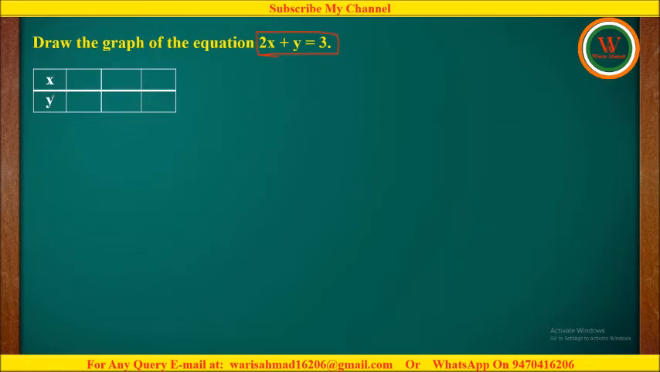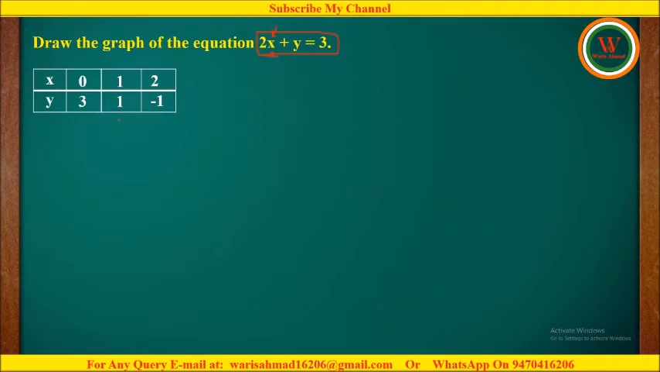So I have taken x and y. Suppose in the place of x we are putting 0, then let us see what will be the value of y. If we put the value of x equal to 0, then the value of y is equal to 3. After that, if we put the value of x equal to 1, then the value of y is also 1. If we put the value of x equal to 2, then the value of y will be equal to minus 1. Here we can take any value of x to get the value of y. So these three are the solutions of this linear equation in two variables.